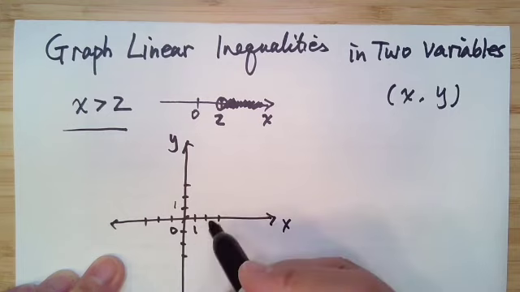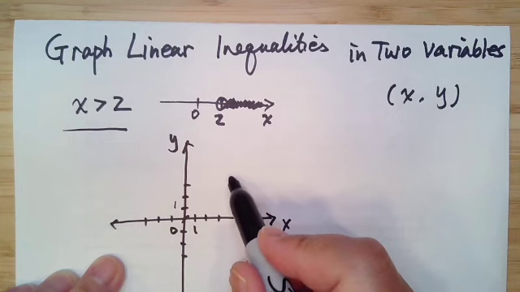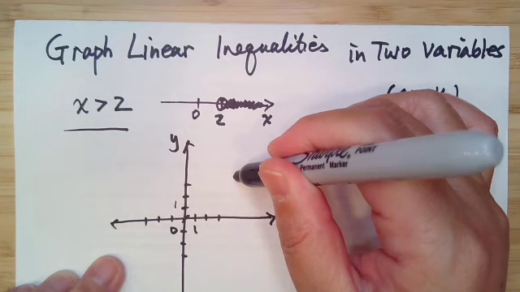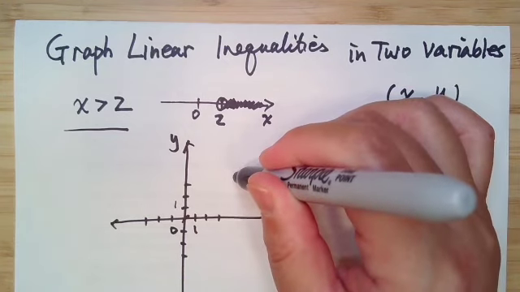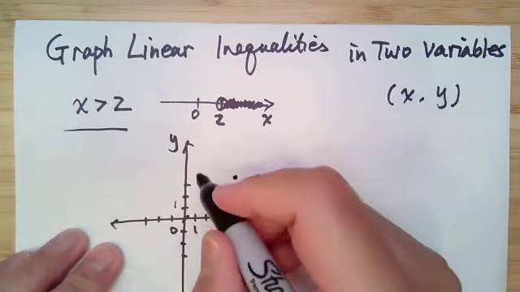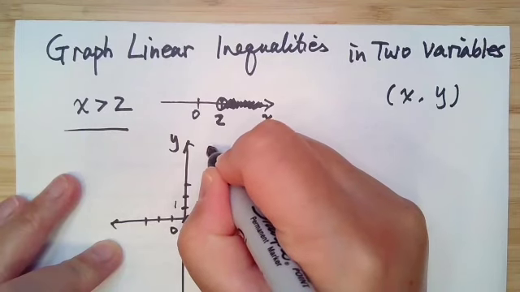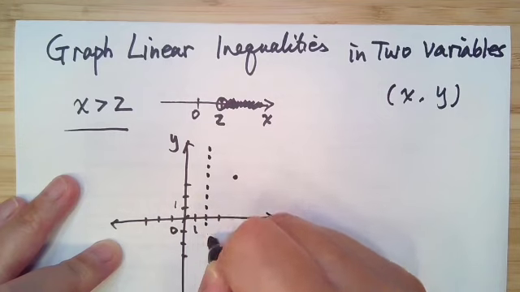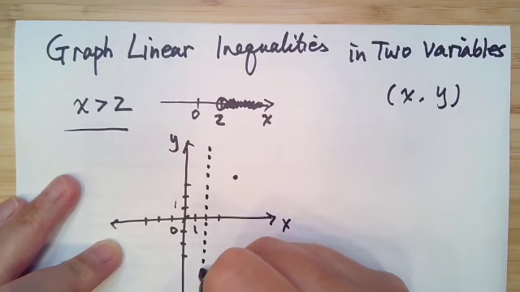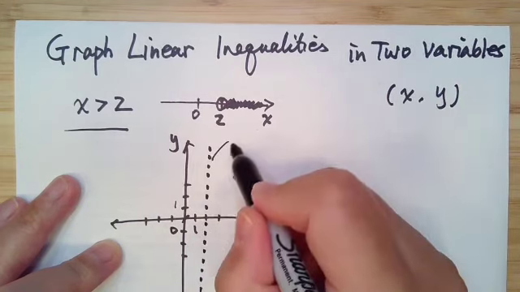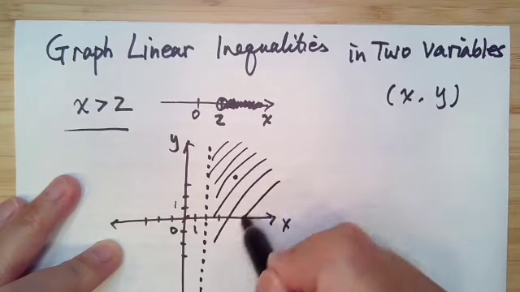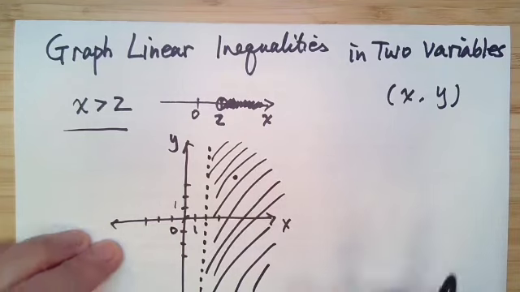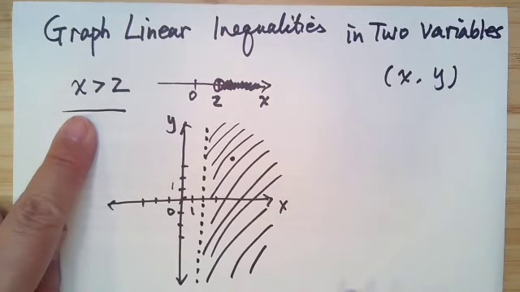But the x coordinate of this point is also greater than 2. So this point also satisfies that x is greater than 2. So the graph will look like this. Did you notice that I didn't draw a solid line? I used a dotted line, and then I shaded the whole area to the right of it. And that area is x is greater than 2. That makes sense?